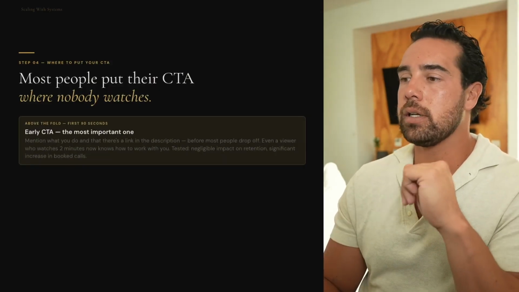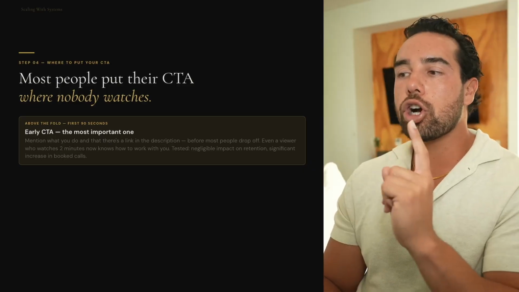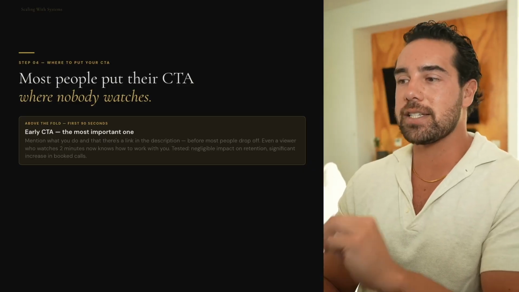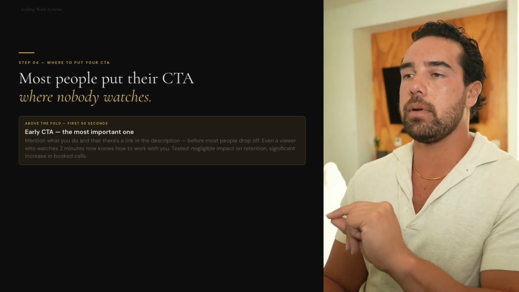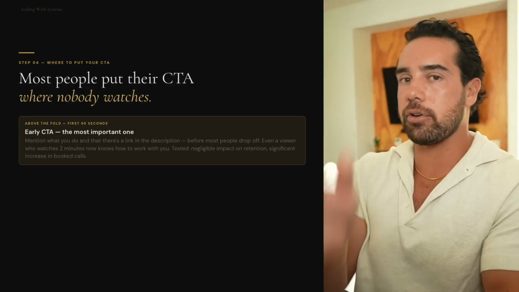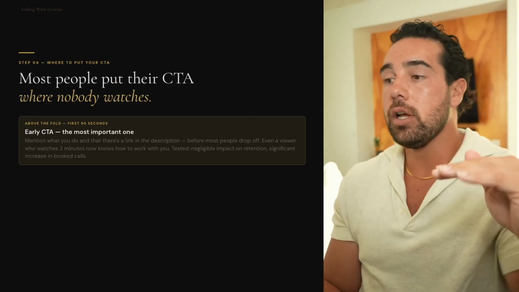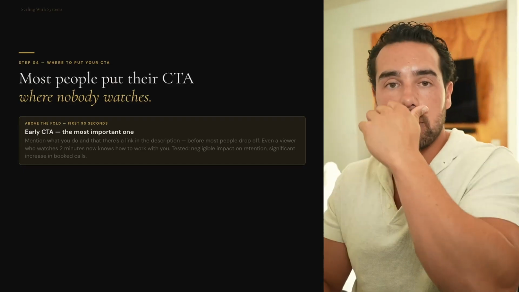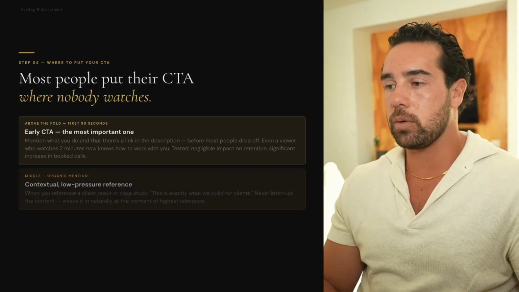And when it comes to call to action, we actually tested this, so this is very interesting. Most people put calls to action where nobody watches. Number one, you need an early call to action in the first 90 seconds. This is so funny because we were concerned that if we put this early on, we'd have a huge drop off in retention, but we saw almost no drop off on retention, but a serious increase in number of booked calls when we say in the very beginning, if you wanna work with us, go down below and book a call to speak with us, right?